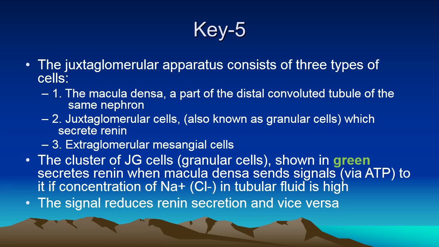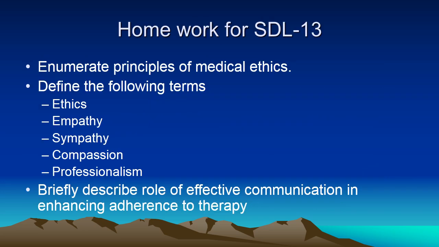The cluster of juxtaglomerular cells we call granular cells, shown in green, secretes renin when the macula densa sends signals via ATP to it if the concentration of sodium, and nowadays chloride ion also plays a role, in tubular fluid is low. In the event of high sodium or chloride concentration, this signal reduces renin secretion and vice versa.